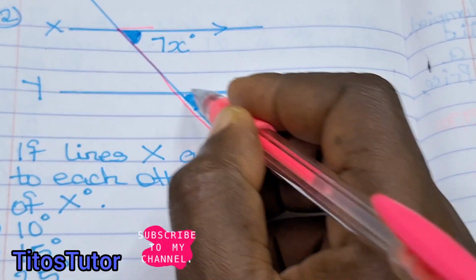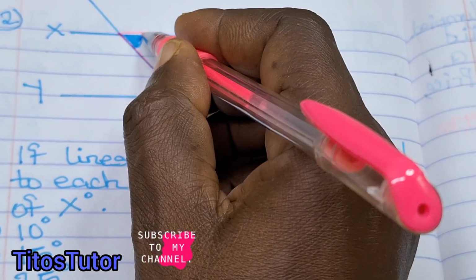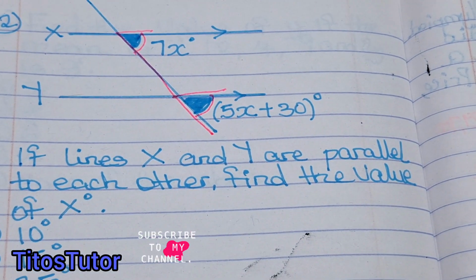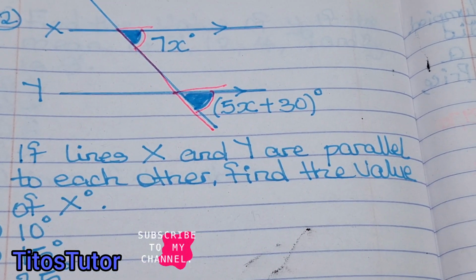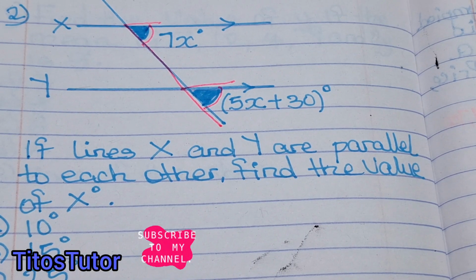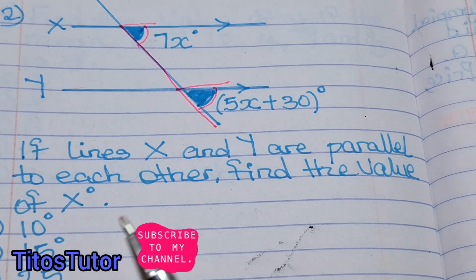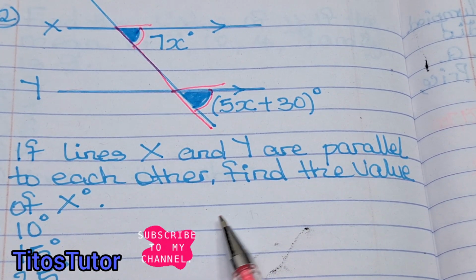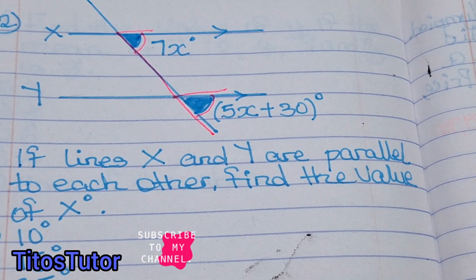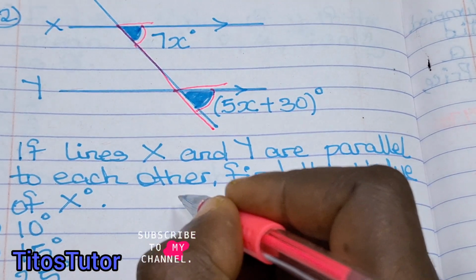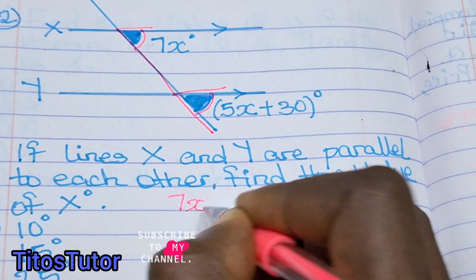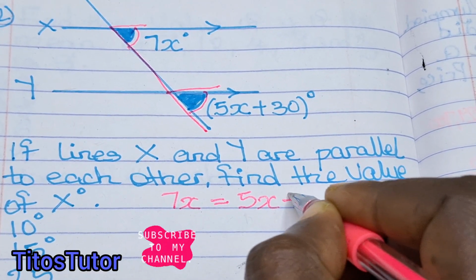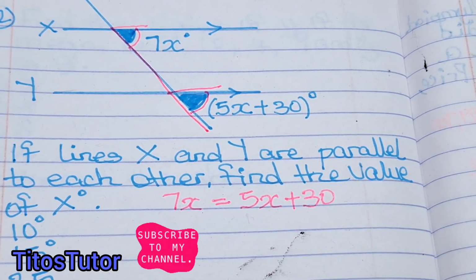So this angle and this angle are the same. That's what it means. So now that we have studied the diagram and we understand what to do, we read the question. If lines X and Y are parallel to each other, find the value of x. So since I know that 7x is equal to 5x plus 30, I have an equation.